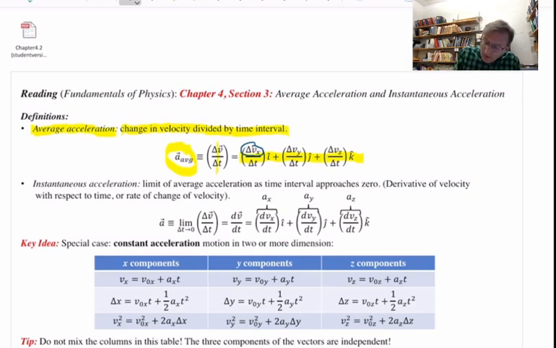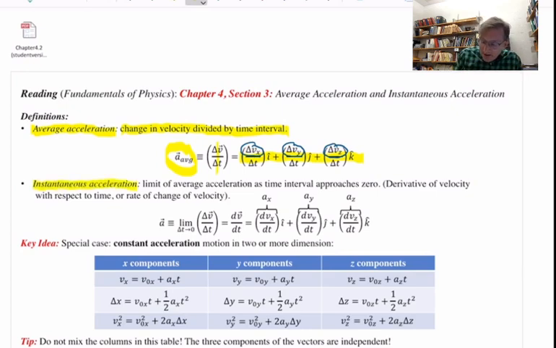Add to that the change in the Y component of the velocity, delta V sub Y, divide that by delta T and multiply by J hat. Add to that the change in the Z component of the velocity, delta V sub Z. Divide that by delta T and multiply by K hat. And you have A average vector. Same definition as Chapter 2, just more terms to keep track of. Then the definition of instantaneous acceleration. And again, same definition as in Chapter 2.